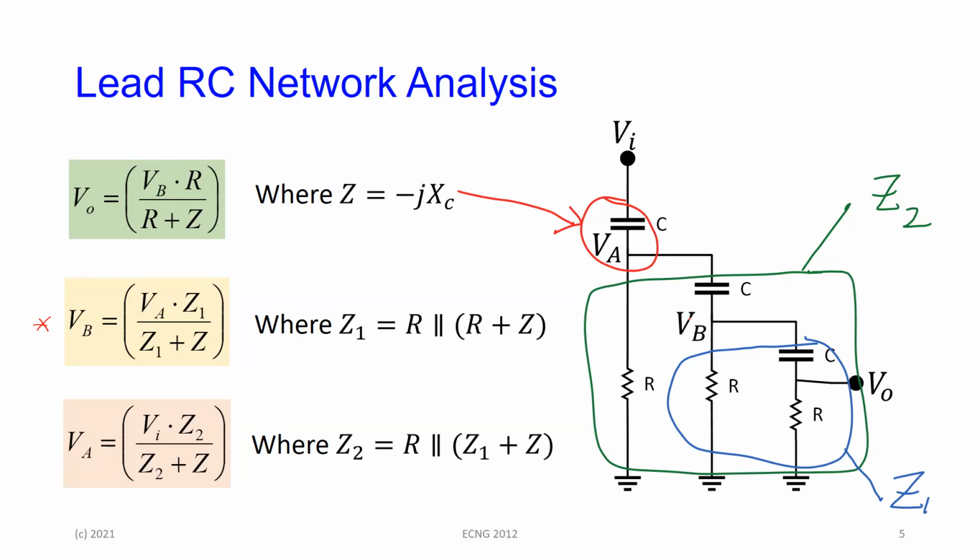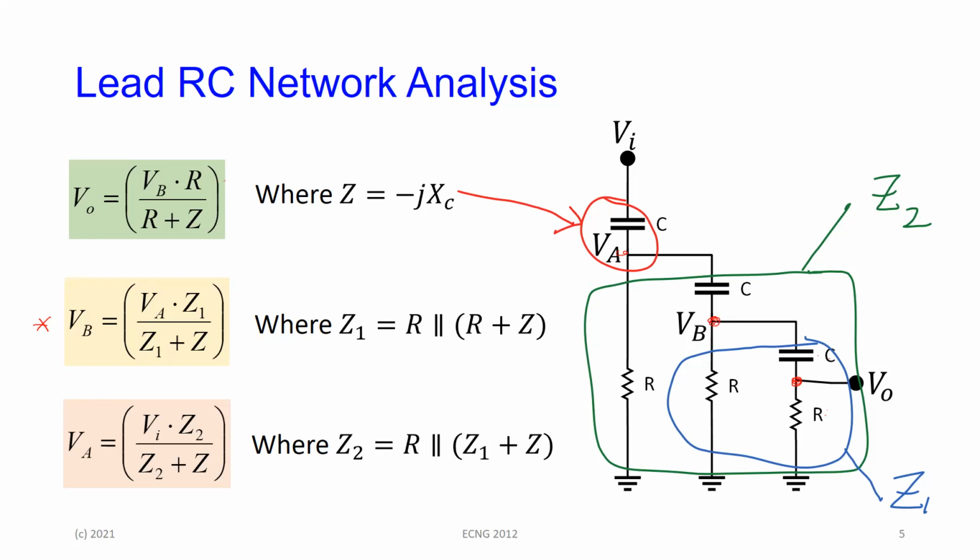Okay. So we're starting at the output and moving in. If we start from V out, we labeled it here as VB and VA. So let's start from the output and go back. This point V out will be VB over R plus whatever is the impedance here, which is Z, multiplied by R. So that takes care of it. We have V out in terms of VB.